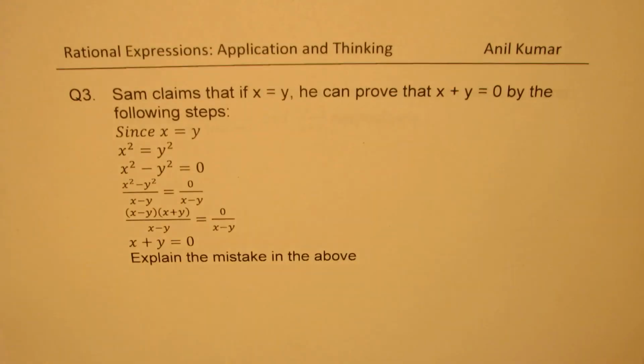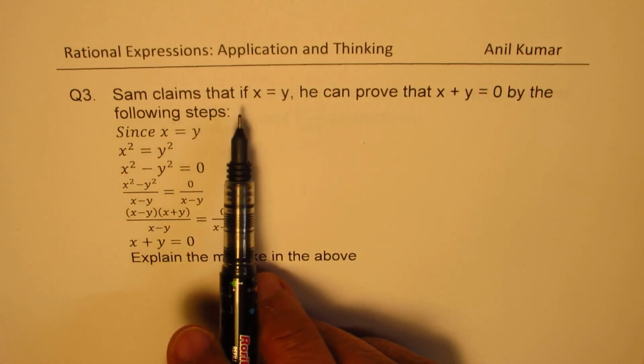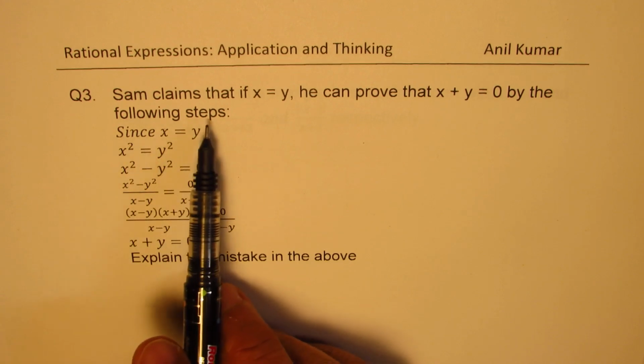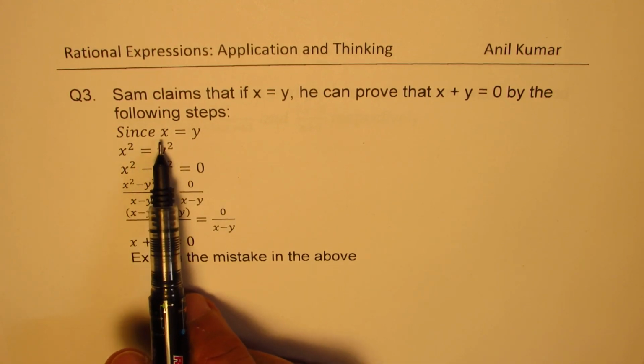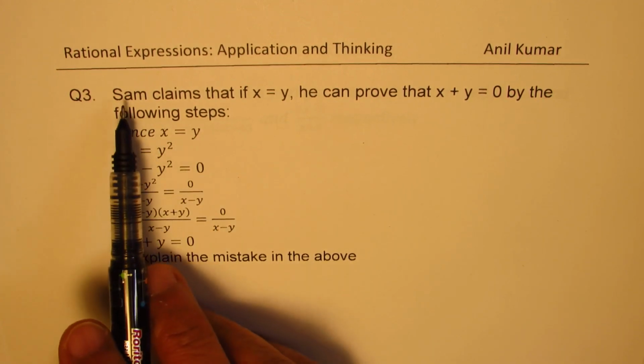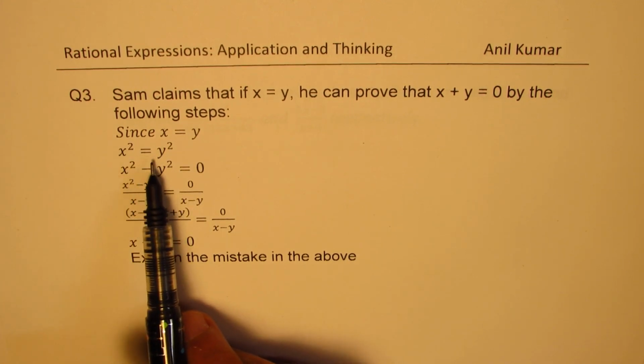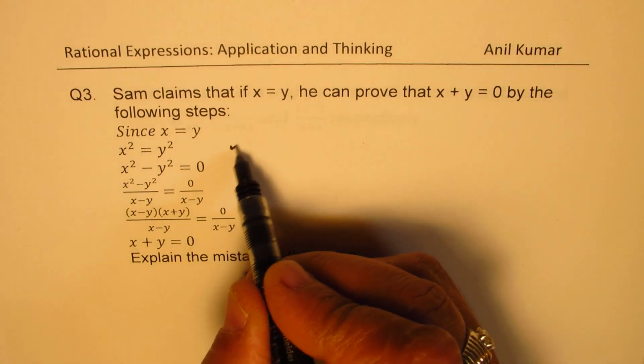Let's move on and take question number 3. Sam claims that if x equals to y, he can prove that x plus y equals to 0 by the following steps. Since x equals to y, that is the proof provided by Sam, we can square them. X squared plus x squared equals to y squared. Okay, that is fine.